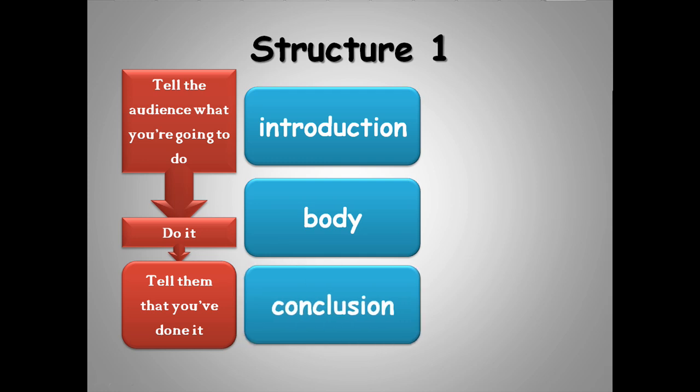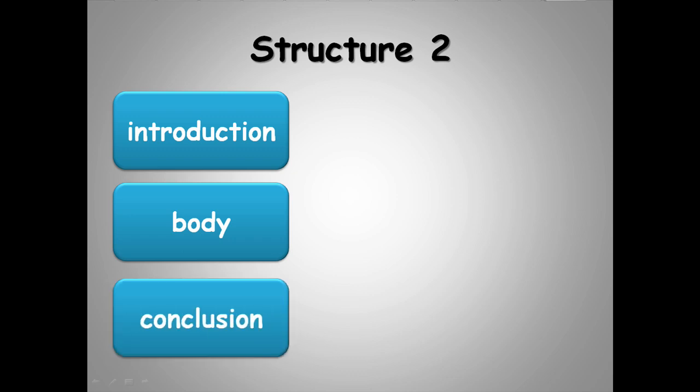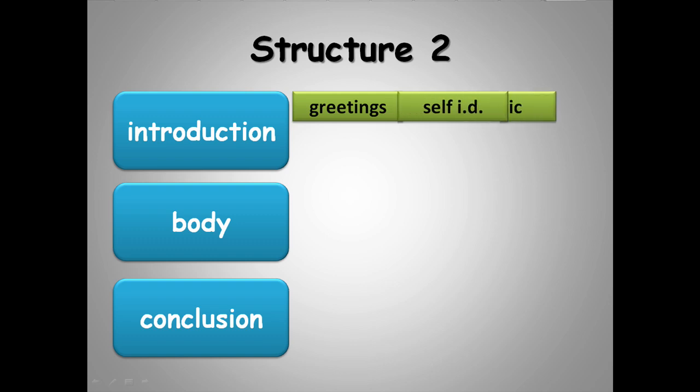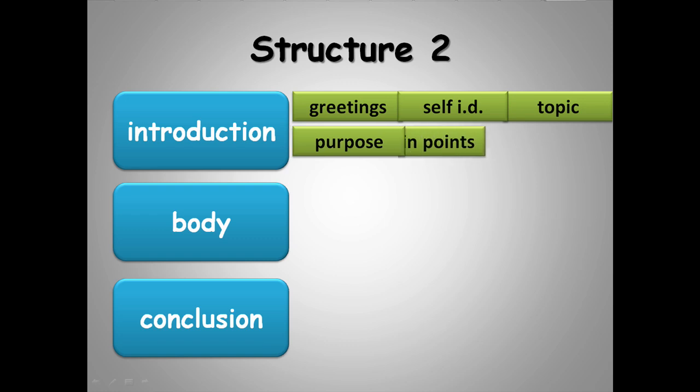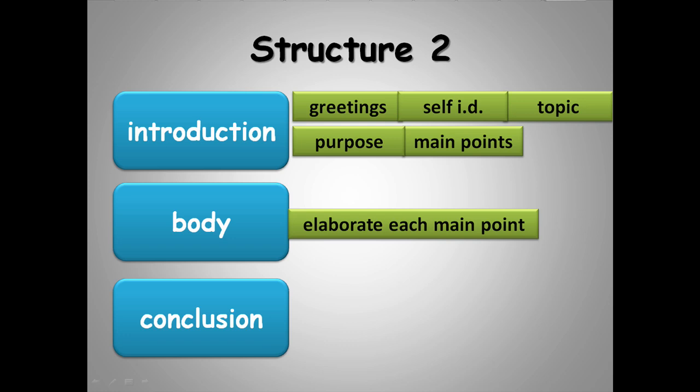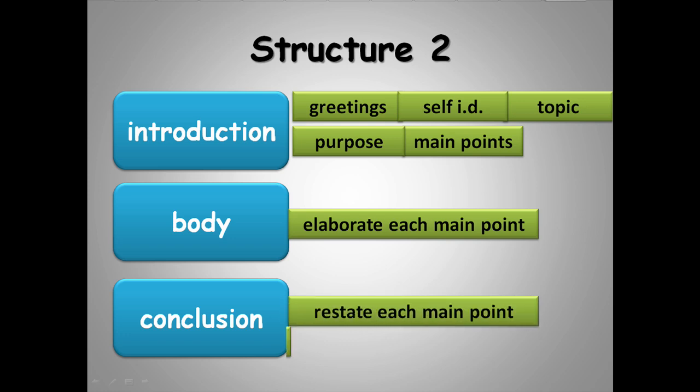Let's look further into the structure, shall we? Structure 2. So we said we had an introduction, a body, and a conclusion. Now in the introduction, we have greetings, self-ID, we tell them the topic, why we've chosen this topic, and what the main points are going to be. In the body, of course, we elaborate on each main point, and in the conclusion, we restate each main point and then come to a close.